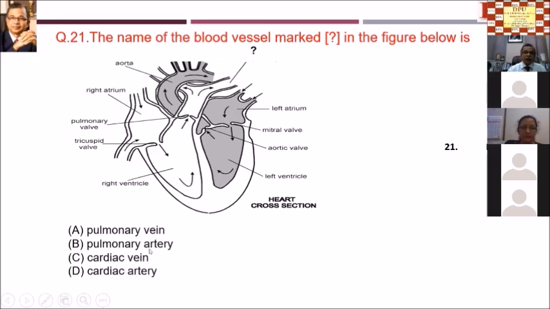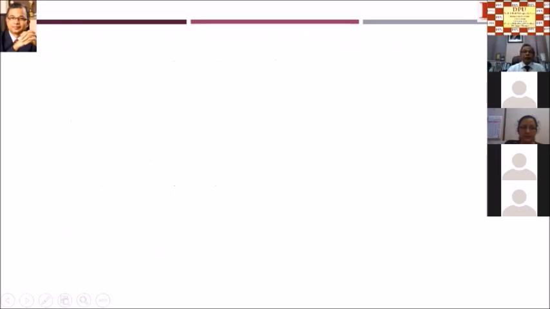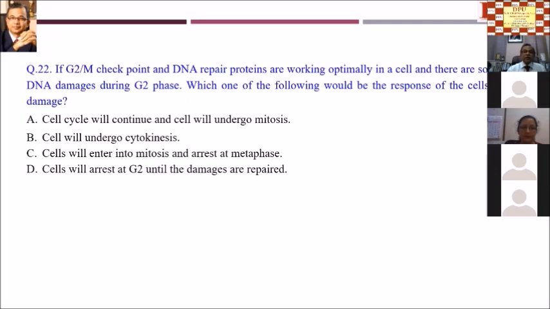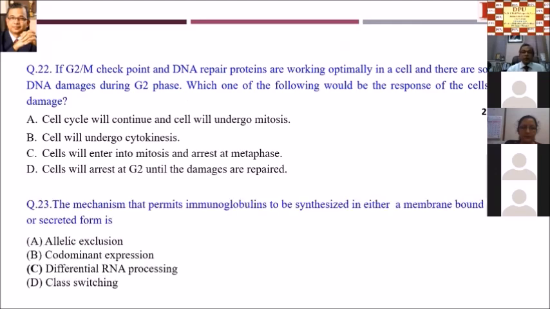It cannot be cardiac vein, it cannot be cardiac artery. So these two options are gone. Now what remains is pulmonary artery and vein. The moment the arrow is going out, it has to be an artery. So therefore, B is the correct option. Now these are questions from the cell cycle. There are also questions from immunology, many of them.